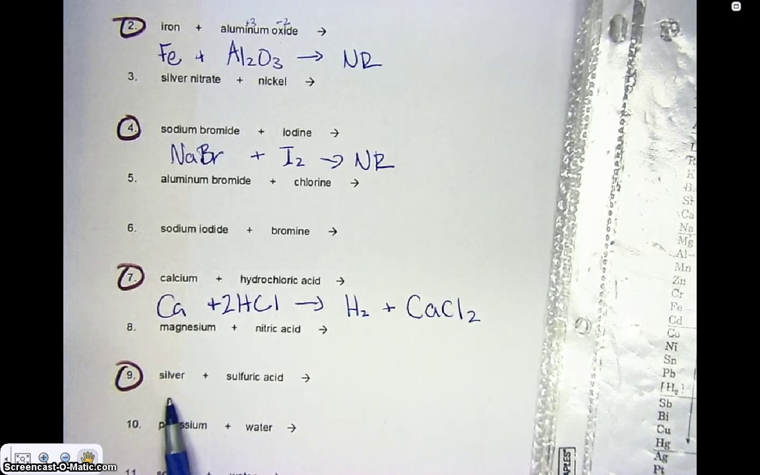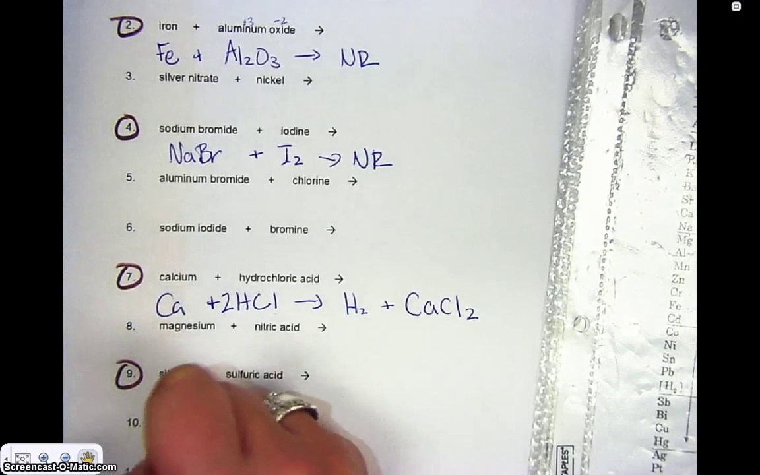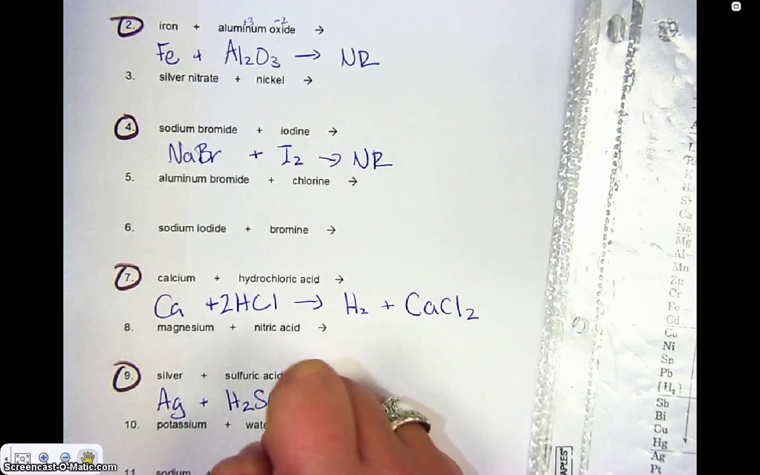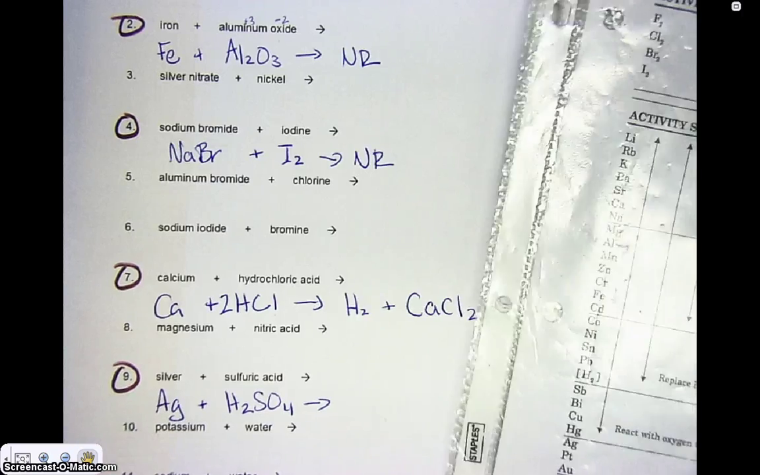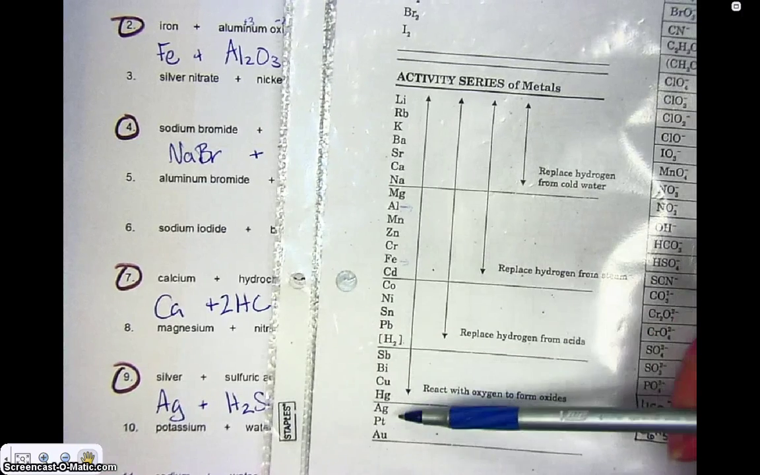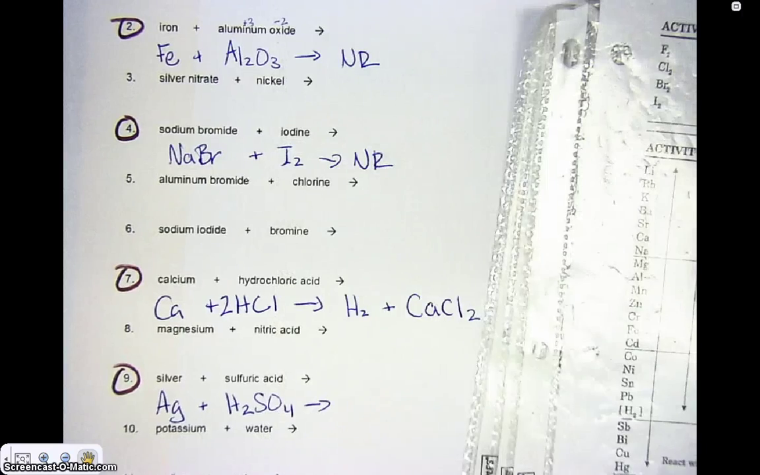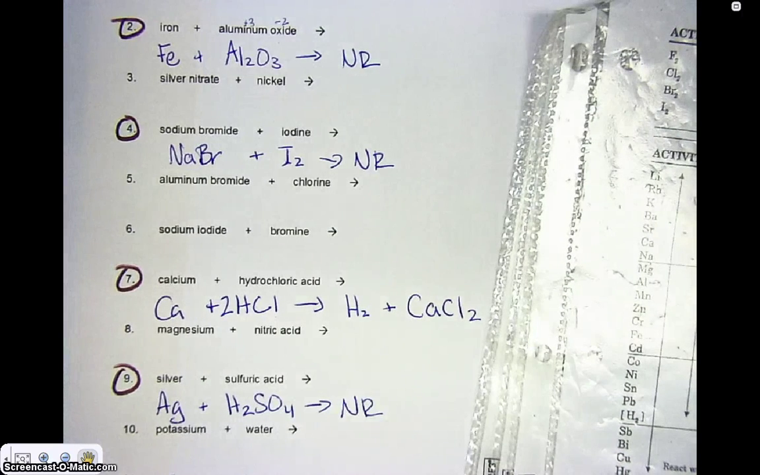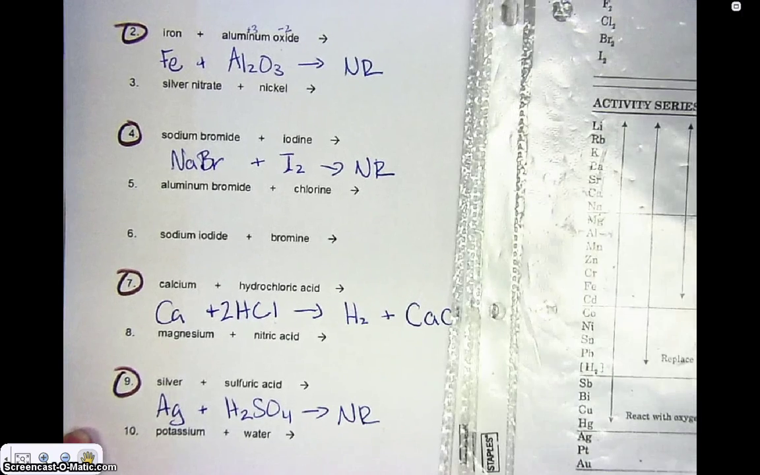Here we have silver and sulfuric acid. Silver is Ag plus sulfuric acid is H2SO4. I've got to look and see, is silver higher than hydrogen? I look over here and see silver's way down here, hydrogen's higher on the list. So this is going to be another example where no reaction occurs. Okay, let me do one more. Let me do number 5.